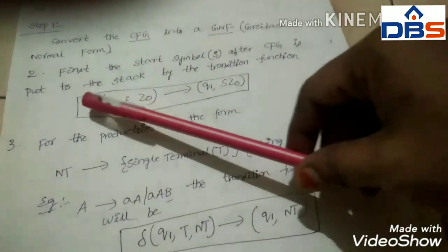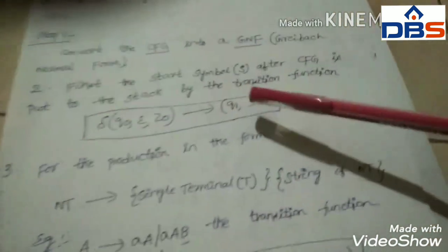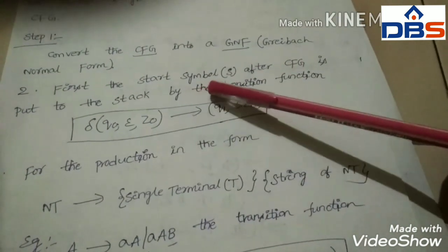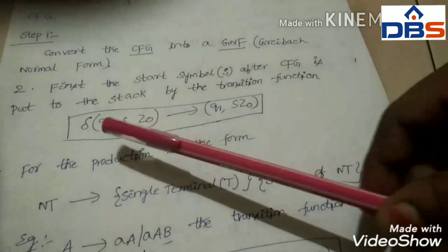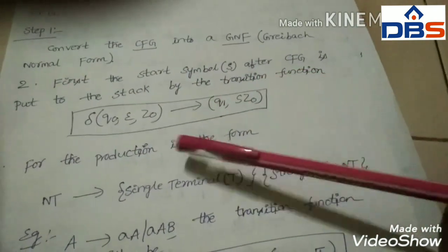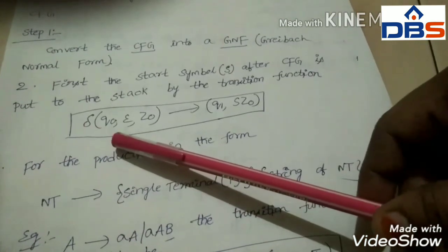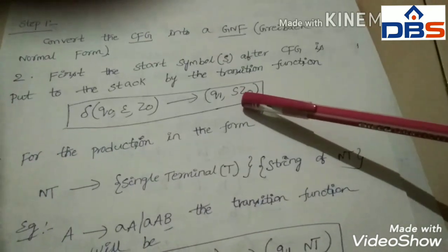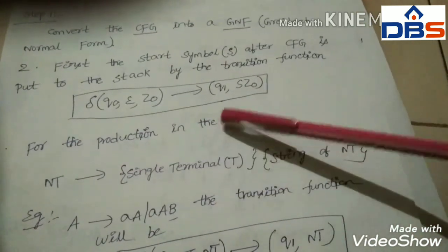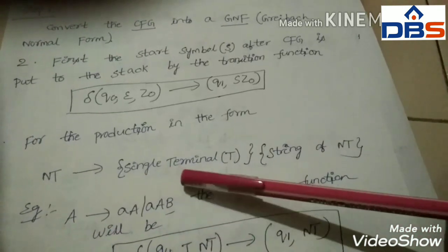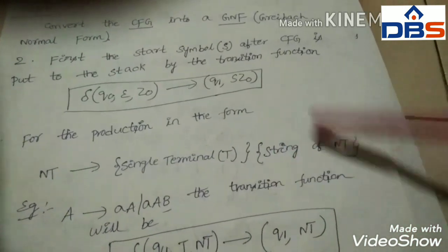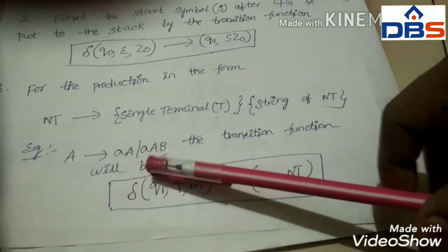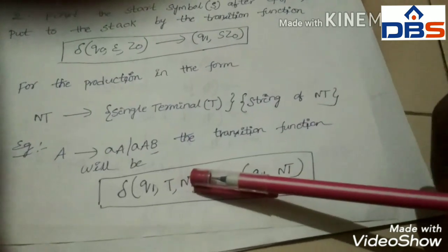Next step, you take the start symbol. Here we take S. After the CFG, the start symbol is put on the stack by the transition function like this: delta of q0, epsilon, Z0 tends to q1, S Z0, meaning the start symbol S. For the production, it is in the form non-terminal tends to single terminal into string of non-terminals. For example, the transition A tends to AA or AAB.